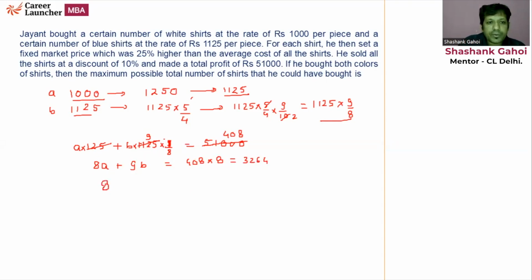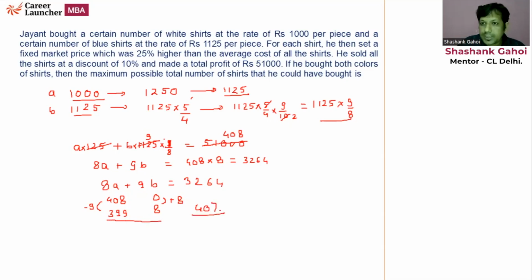Now I have one equation, that is 8a plus 9b, and that is equal to 3264. This is the equation I am going to get. Now, one solution of this equation is going to be 408 and 0. Now I have a linear equation in two variables. So this value is going to decrease by 9 and this value is going to increase by 8. So this comes out to be 399 and this value comes out to be 8. So the total number of shirts he can get is 407.